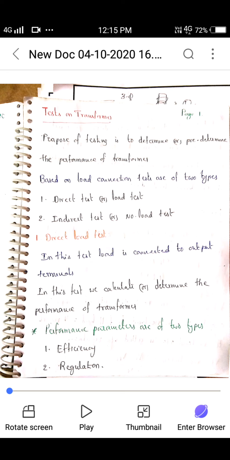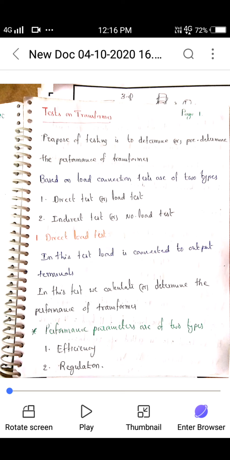Performance we can define with two parameters. Those are already discussed. Those are voltage regulation and efficiency. Here the regulating parameter is voltage. That's why voltage regulation we have to determine or predetermine, and efficiency we have to determine or predetermine, that is our estimation.